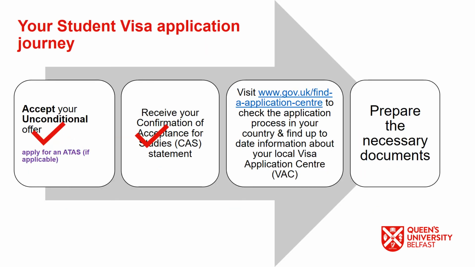So what are the next steps in the student visa application journey? You've accepted your unconditional offer, you've received your CAS. So after that, you need to find out about the application process in your country, and you can do this by going to the www.gov.uk Find an Application Centre website, and this will provide you with up-to-date information about your local visa application centre. Once you know this, then you can start to prepare your documents.